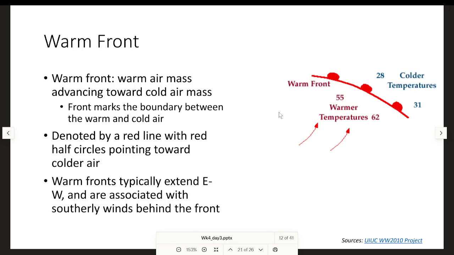So here's a warm front. It's a warm air mass advancing towards a cold or cool air mass. The front marks the boundary between the warm and cold air. So the cool is up here, and it's warm blowing into cold. That's the warm front, and it's denoted by a red line with red half circles pointed towards the colder air. Warm fronts typically extend east to west, and they are associated with southerly winds behind the front. That makes sense because it's Gulf of Mexico air, usually moving up north from the Gulf, and they look kind of like this.